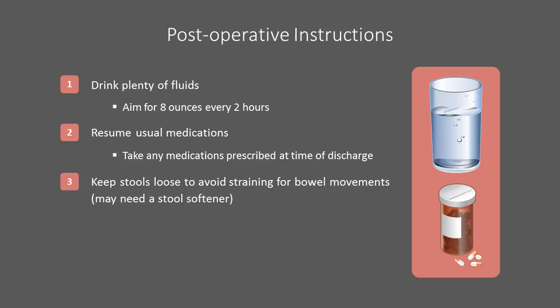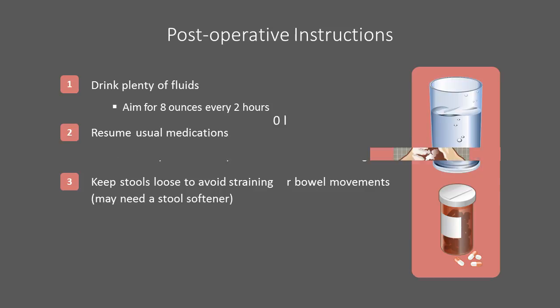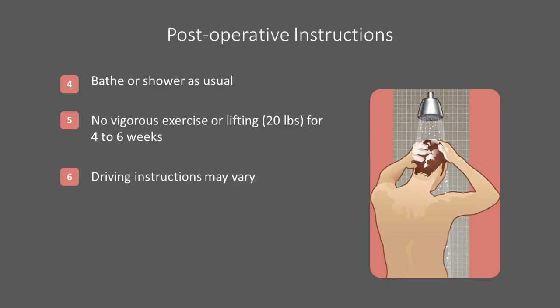Ask your doctor or pharmacist if you need guidance on this. You may bathe or shower as usual once you are home after a TURP and your catheter is out. General recommendations are that you should avoid vigorous exercise and lifting anything more than 20 pounds for 4 to 6 weeks. Consult your doctor for specific instructions and if you have any questions or concerns following surgery.